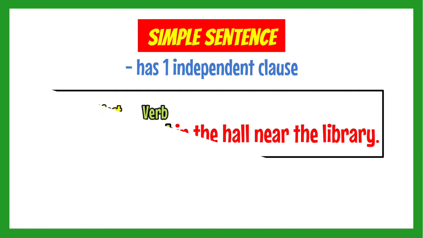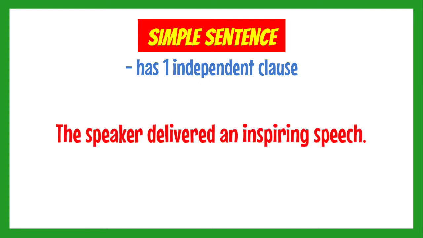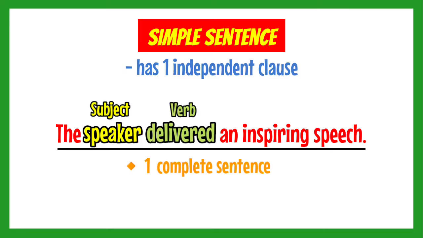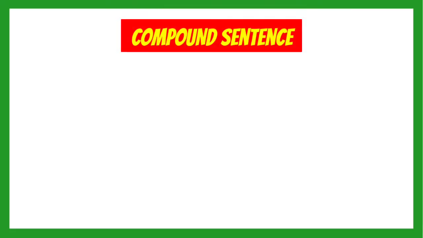Clear? Another example. The speaker delivered an inspiring speech. This is a simple sentence because, again, it has only one independent clause or complete sentence, consisting of a subject, which is speaker, and the verb, which is delivered. Okay? Now, let us have the compound sentence.